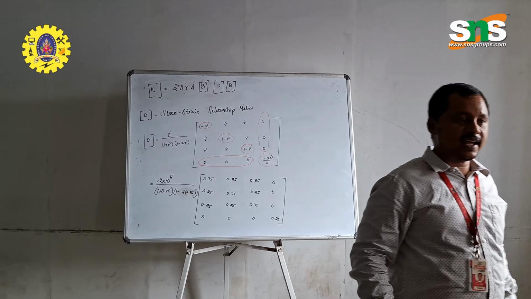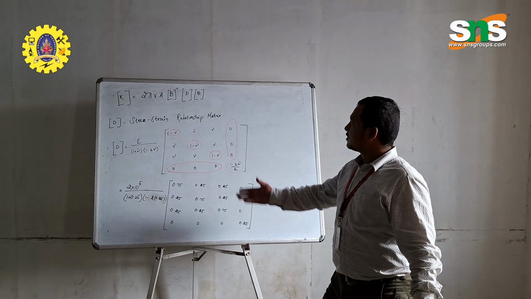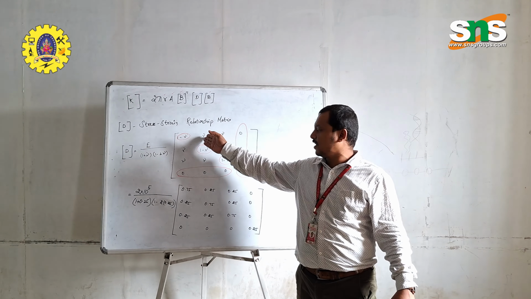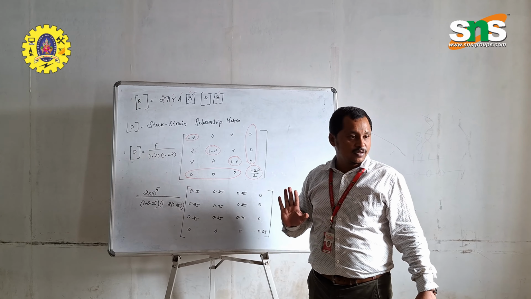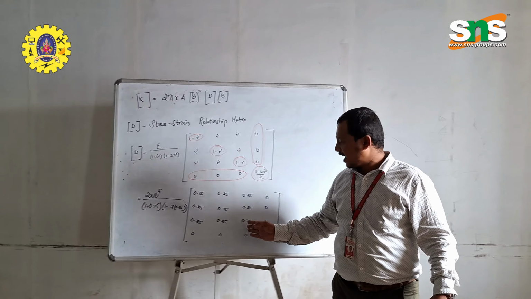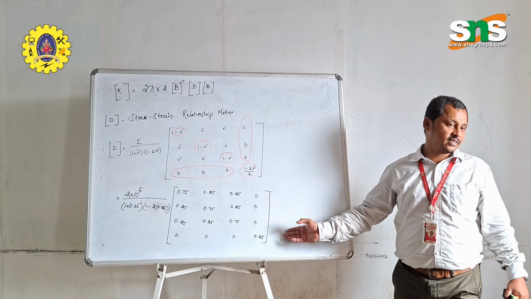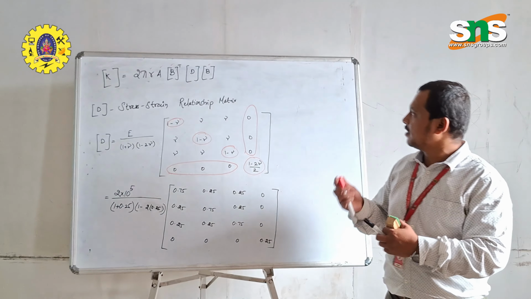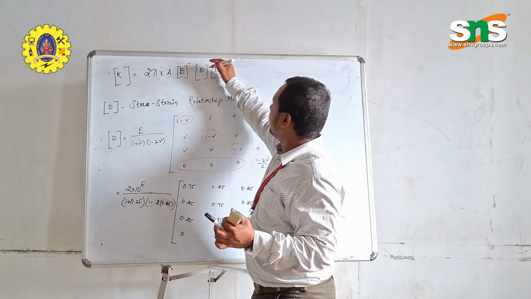I have substituted the values into the stress-strain relationship matrix. The Poisson's ratio value is given in the question itself. It is 0.25. Substituting the values, I arrive at this matrix. This is how you have to compute the D matrix. So in this step, we have computed the D matrix.